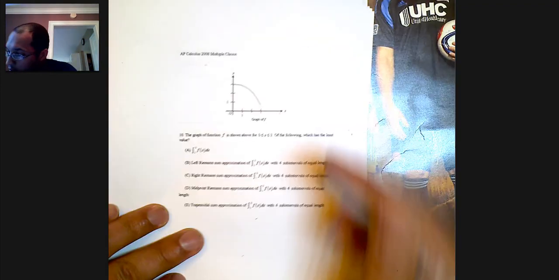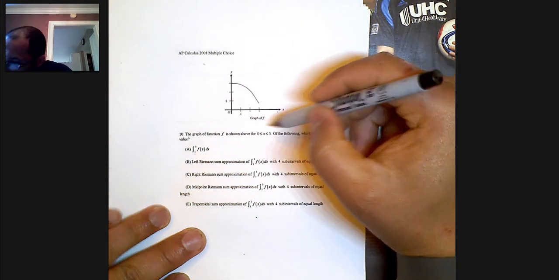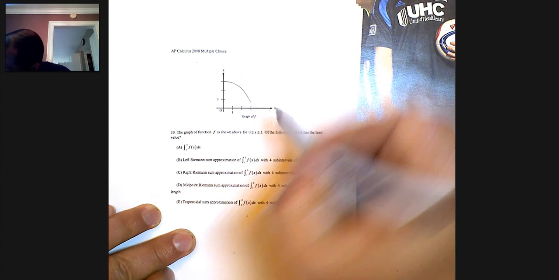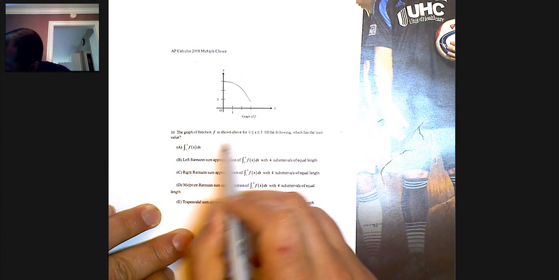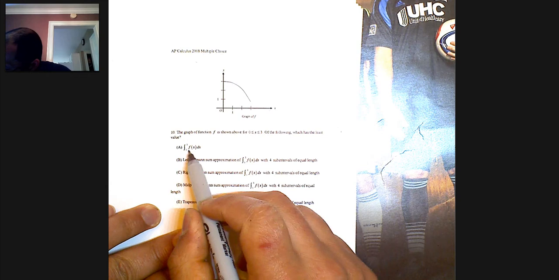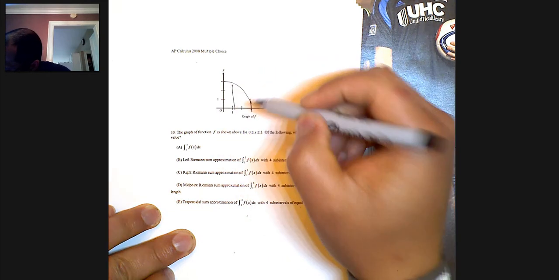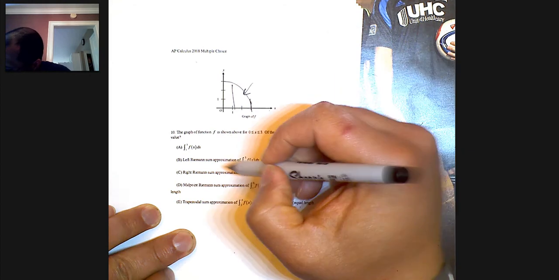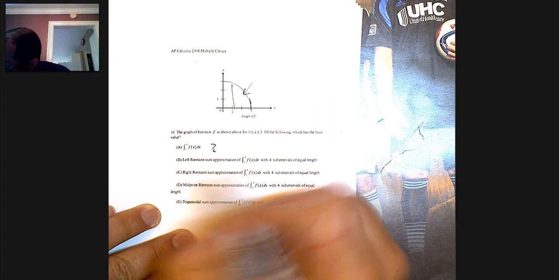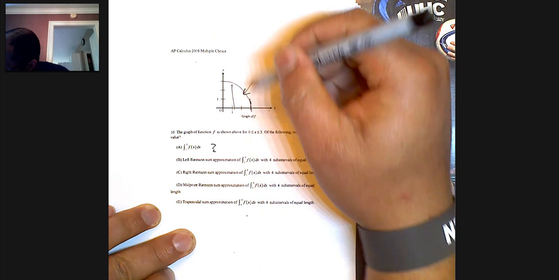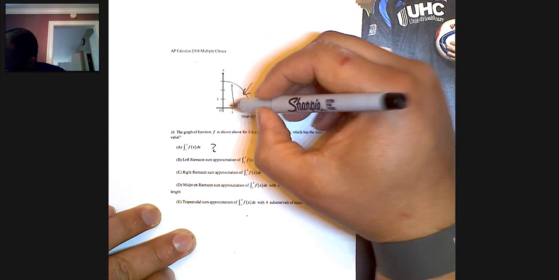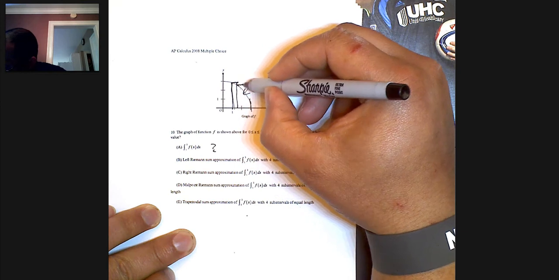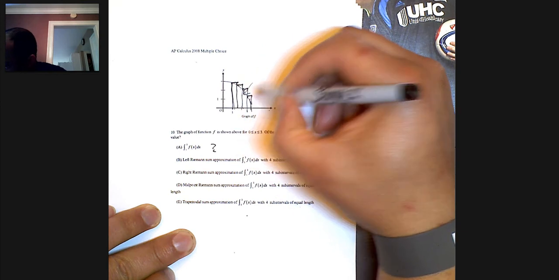The graph of function shown above. I'm kind of slow. I'm still about a minute 15 per question. The following, which has least value? Okay, 0 to 3. Integral from 1 to 3, you know that's the area. Okay, so you can guesstimate that as, I don't know. Well, listen, I don't know. Left Riemann sum approximation of 1 to 3, f of x, 4 subintervals of equal length. Well, that's a left for LRAM. That's going to go here. Here. I already know that's more.